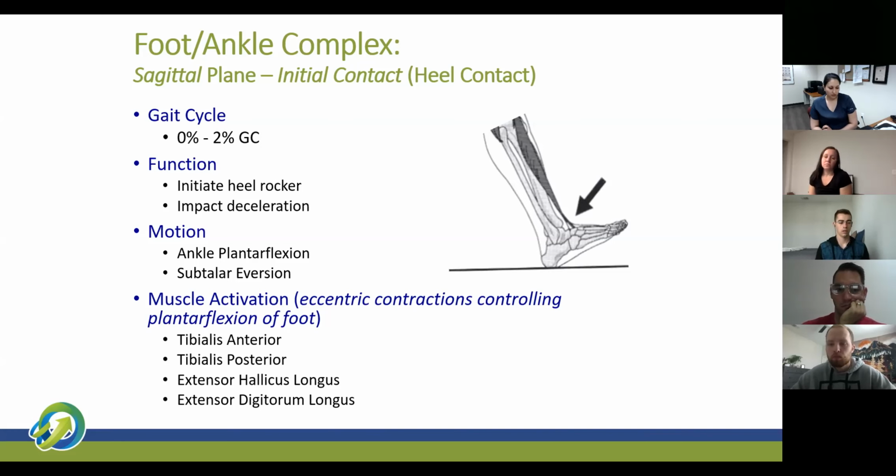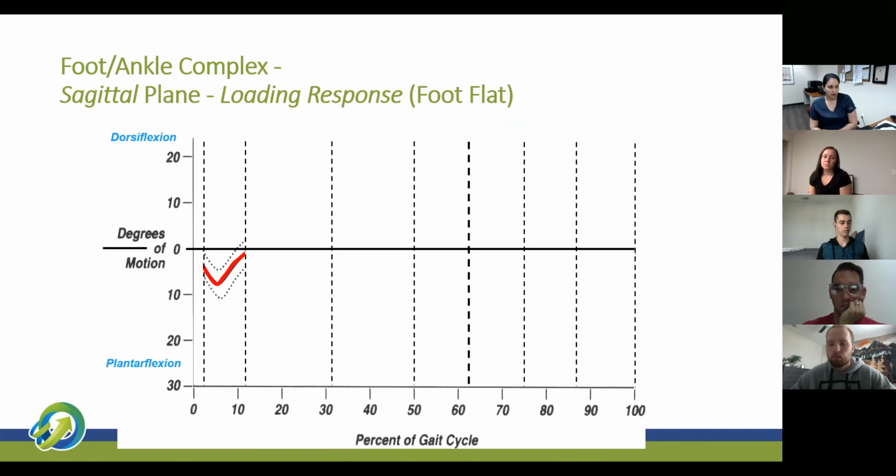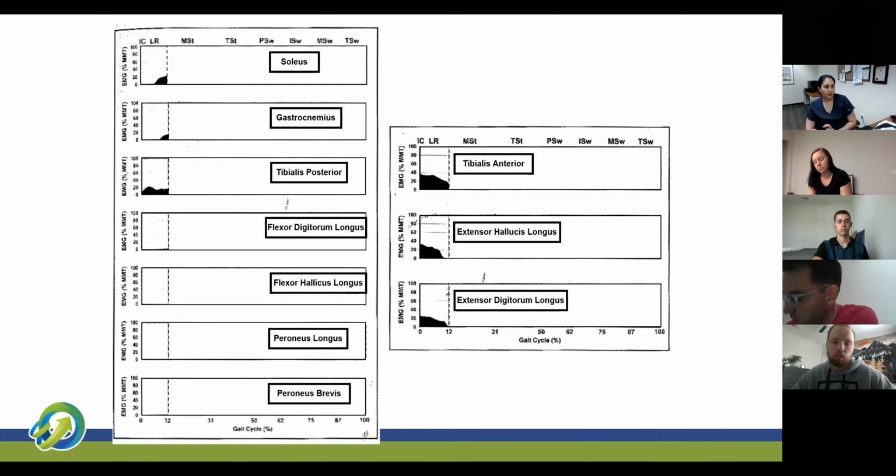So, okay. The next one, the loading response, is what we consider the foot flat. We can see the degrees of motion, and it's coming down from plantar flexion up to dorsiflexion. It is here that you can see what muscles are being used more often. As you can see, it's the tibialis anterior, the extensor hallucis longus, and the extensor digitorum longus, with the tibialis posterior and the soleus assisting there.